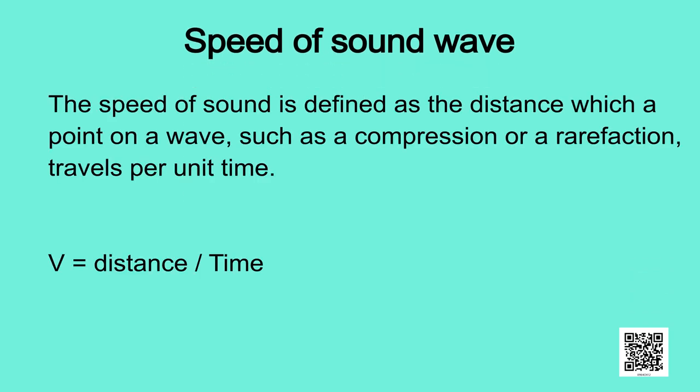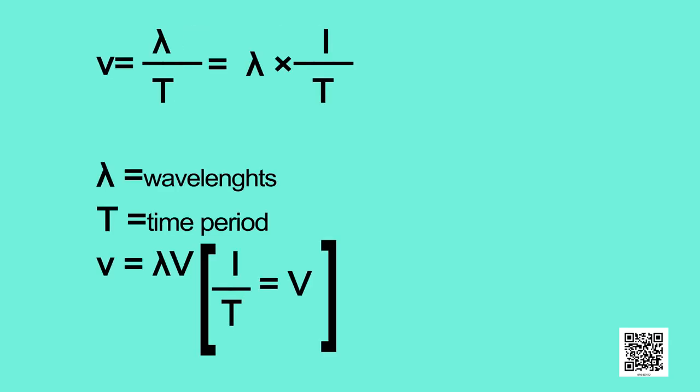Speed of sound wave. The speed of sound is defined as the distance which a point on a wave, such as a compression or a rarefaction, travels per unit time. Speed v is equal to distance divided by time. So in case of a sound wave, v is equal to lambda divided by T, where lambda is the wavelength of the wave and T is the time. v is equal to lambda multiplied by nu. That is, the speed of the wave is equal to wavelength multiplied by frequency.